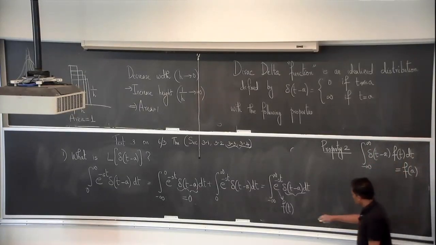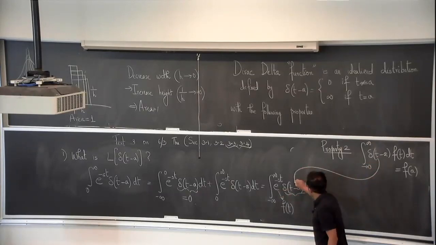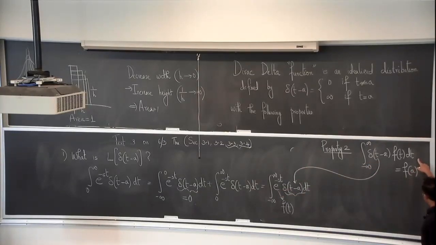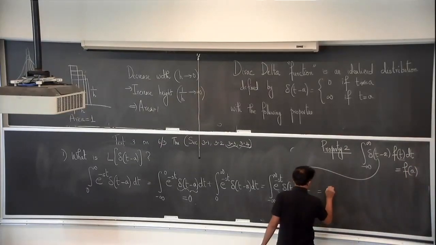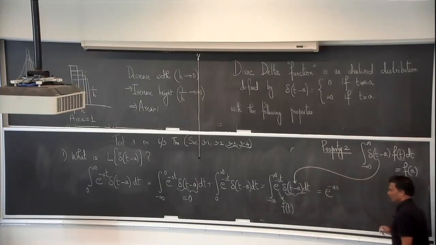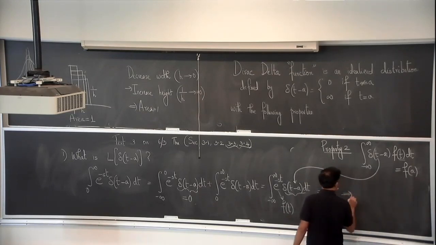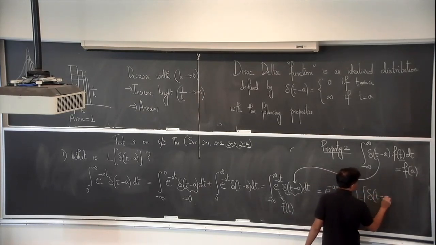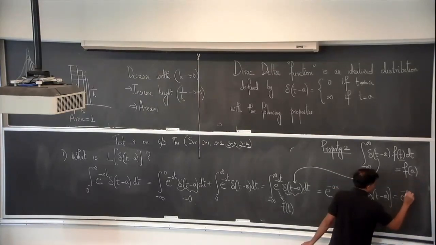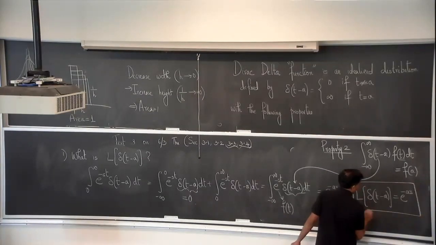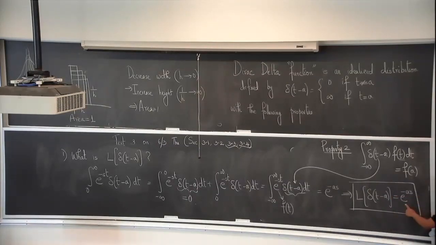So this is your f of t, that is your delta of t minus a. And this property tells you that you could just replace your t by a. So it's going to be equal to e to the power of negative as. So the crazier the functions become, the Laplace transform becomes incredibly easy to apply. So if you look at case number 12, the Laplace transform of the delta function is e to the power of negative as. The Heaviside function has an s in the denominator. This one does not. So please make sure that you're copying the right things when you do these problems. So this is case number 12.